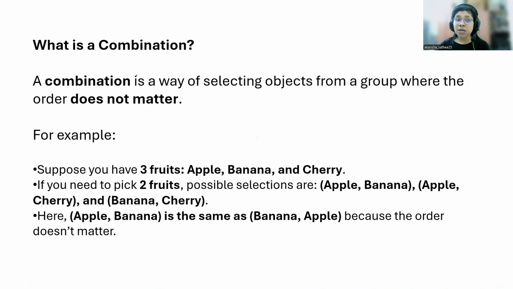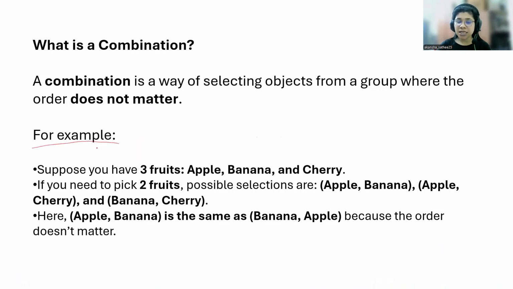So first thing is, what is a combination? A combination is a way of selecting objects from a group where the order does not matter. Combination is a way of selecting a certain number of objects from a group. Suppose you have a group of people and you want to select only two people. If that kind of scenario is there, that time you have to use combination. And in combination, order does not matter. What does that mean?